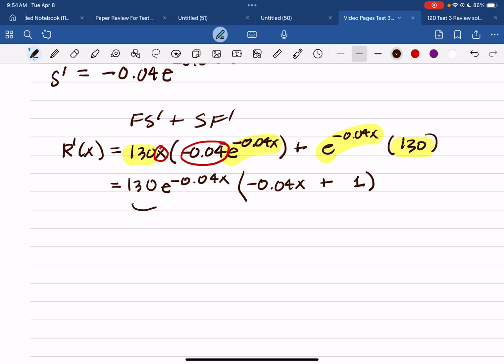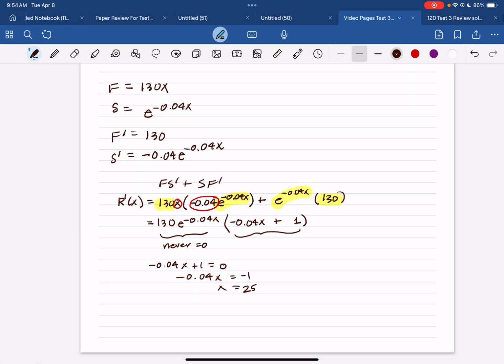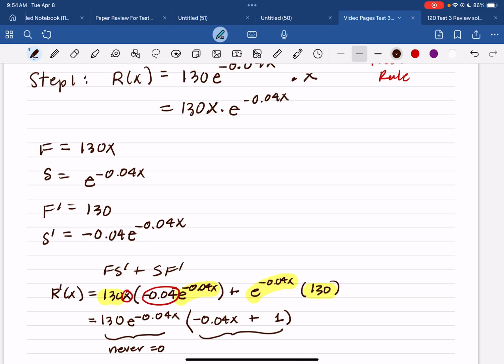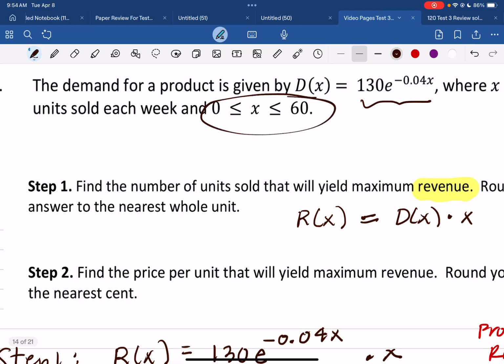Now I have two factors set equal to 0. Well, this one is never equal to 0. An e base raised to a power is always a positive number. So all I have to do is set this second one equal to 0 and solve it for x, and x comes out to be 25. Notice that 25 is in our given domain between 0 and 60.